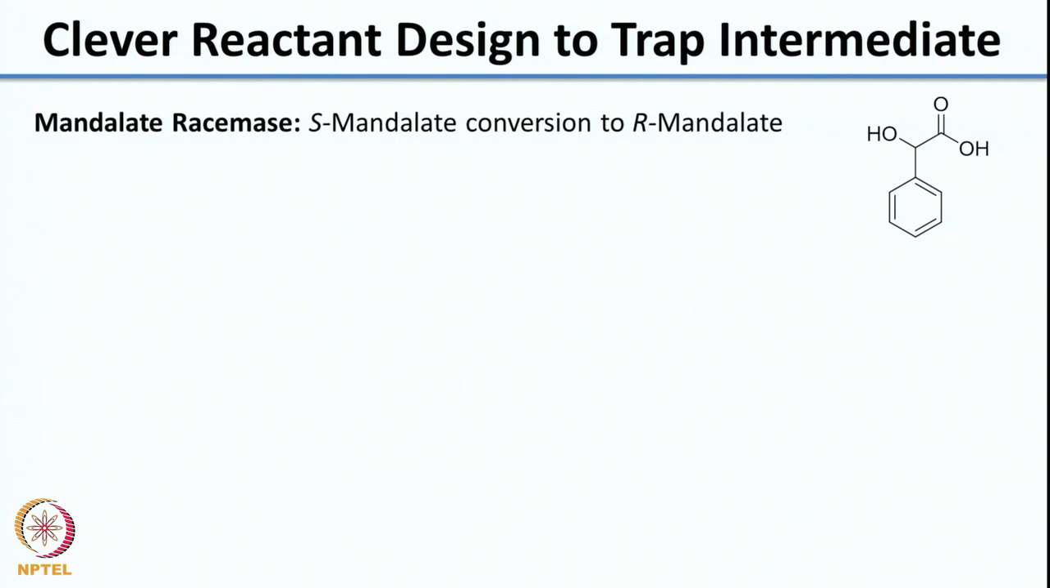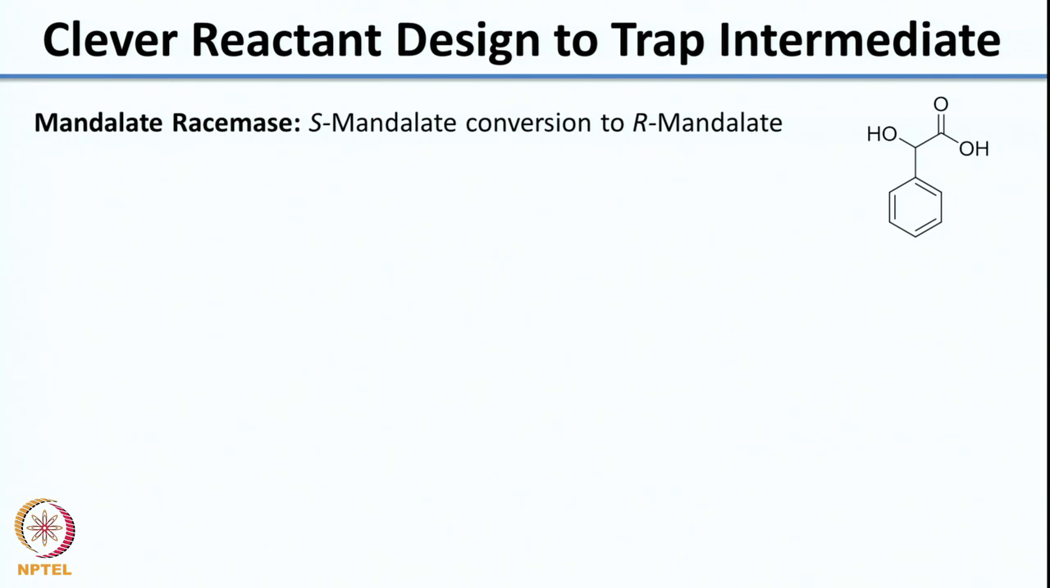So these were examples of how you could use trapping agents to get some insight into the nature of the intermediate. Now there is another slight variant to this. One can think of varying the reactant a little so that you can actually trap the intermediate in some form or the other. So here you are not adding a trapping agent, but you are, by clever design, modifying the reactant so that indirectly you can say, oh, this intermediate was formed in the reaction. So one example is understanding the mechanism of mandelate racemase.